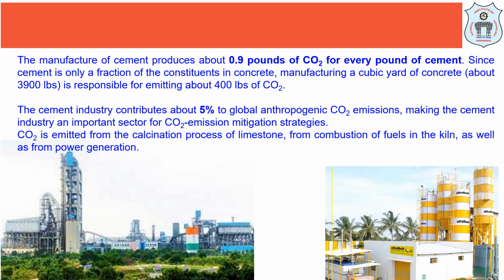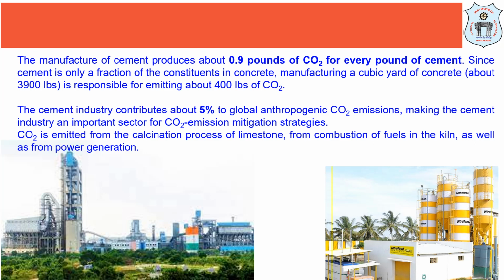because the cement industry contributes around 5% of global anthropogenic CO2 emissions, which makes it an important sector for CO2 emissions mitigation strategies. That means if you want to reduce CO2 emissions, we have to look into cement industries with greater interest, because CO2 is emitted from several components in the plant, for example from the calcination of limestone, from the combustion of fuels in the kiln, as well as from the power generation units. In all these places, CO2 is emitted in the cement industry.